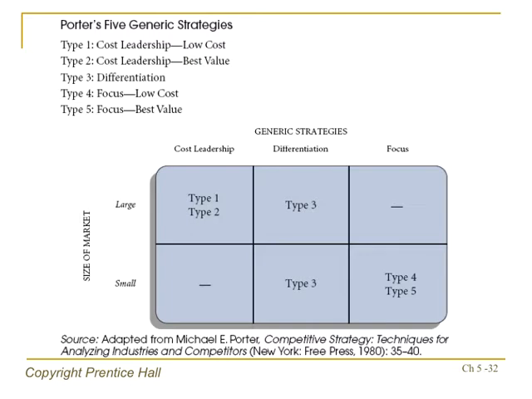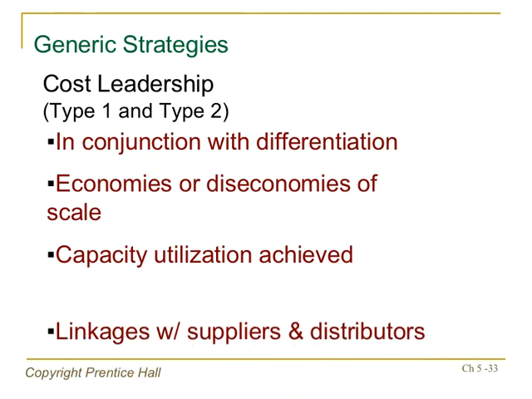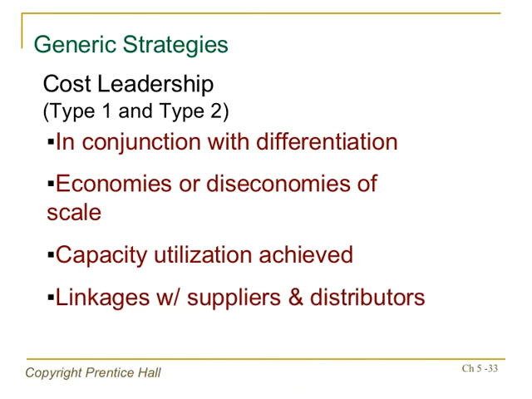So you see in the top left corner, it is cost leadership, low cost, cost leadership, best value, differentiation, and focus strategy, low cost, and focus strategy, best value. So we look at each. So you have type 1 and type 2. I think for students, you should be able to distinguish between a low-cost strategy and a best value strategy.